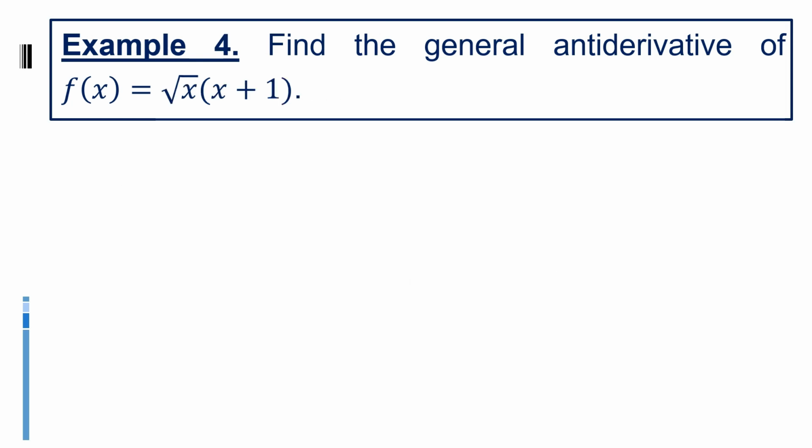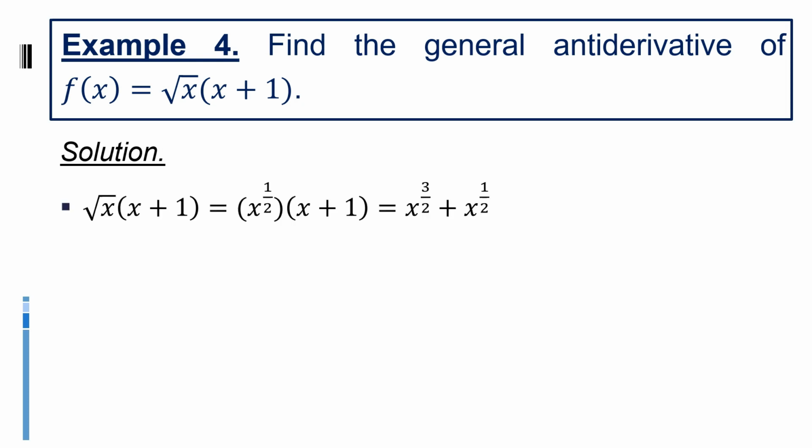For the fourth example, let's find the general antiderivative of f of x equals square root of x times x plus 1. For our solution, mas madali kung isusulat natin siya in terms of rational exponents. Okay? So, x raised to 1 half times x plus 1, and then ipasok natin ito dun sa loob. So, we have x raised to 1 half times x, that is x raised to 3 over 2, kasi di ba, ito is 1 ang kanyang exponent. So 1 plus 1 half is 3 halves. And then ito, distribute natin doon, we have x raised to 1 half.